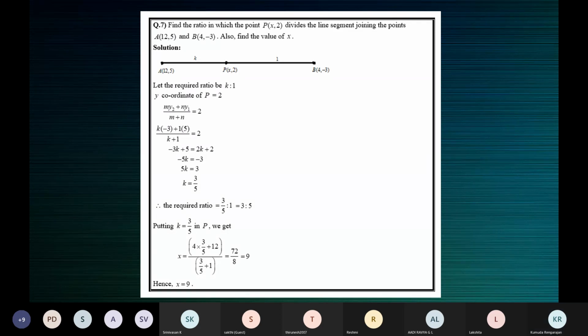That's all. First, to find the ratio, we use 2. We use the y coordinate of the point of division. Then once we get the ratio, you can answer any question. After finding the ratio, we need to find x, which is the x coordinate of P: mx2 plus nx1 by m plus n.